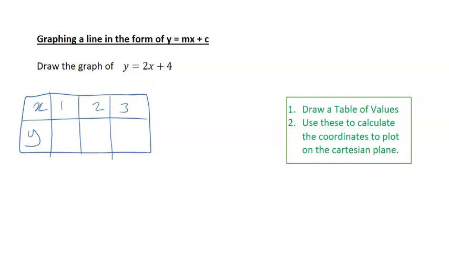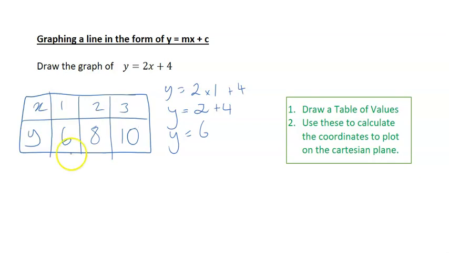So I'll do the full workings for the first one. So y equals 2 multiplied by 1 plus 4. Y equals 2 plus 4, y equals 6. Okay, so the next one, I can do the same thing. 2 times 2 is 4, plus 4 is 8. The next one, 2 times 3 is 6, plus 4 is 10. Okay, 6, 8, 10. That's my check. I need to make sure that that is going up evenly in even increments, otherwise it wouldn't be a linear pattern, linear graph. So tick, that's done.